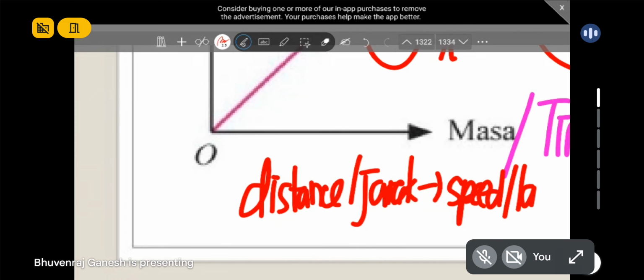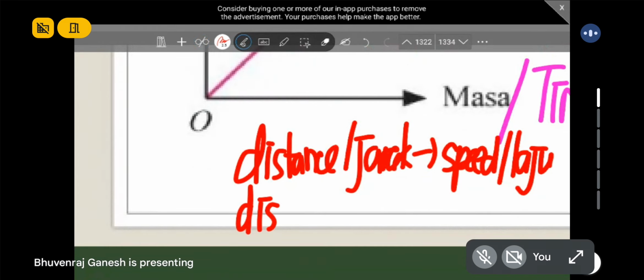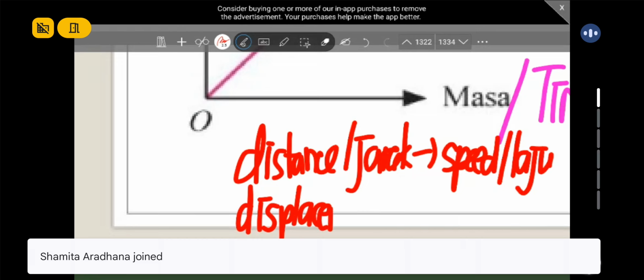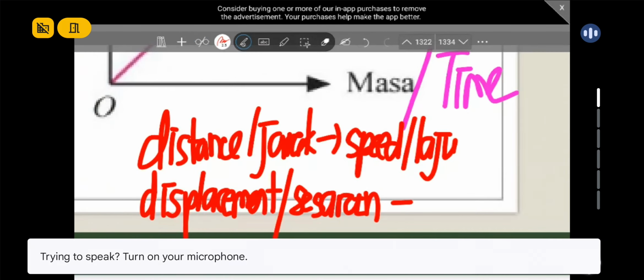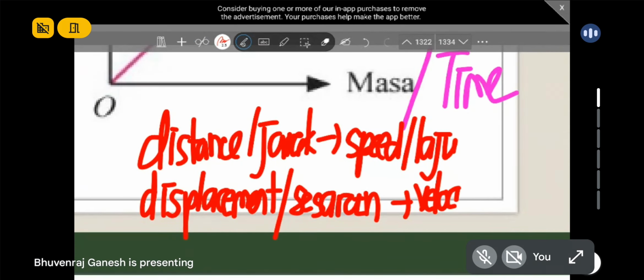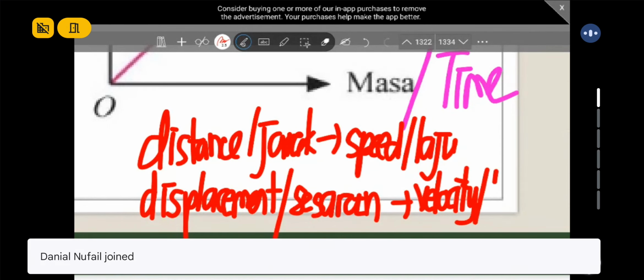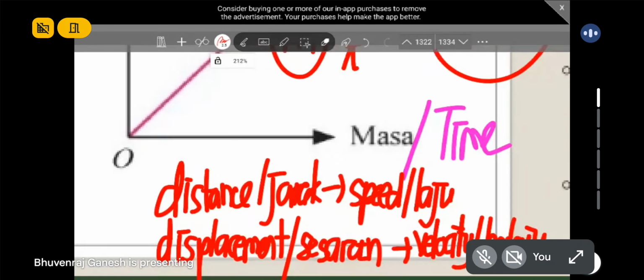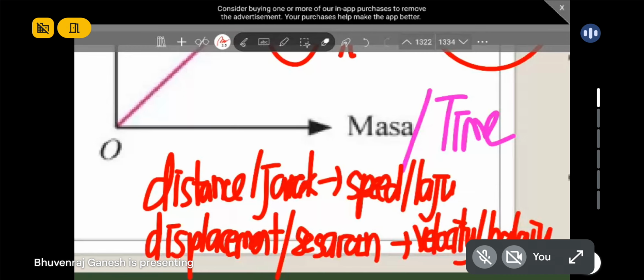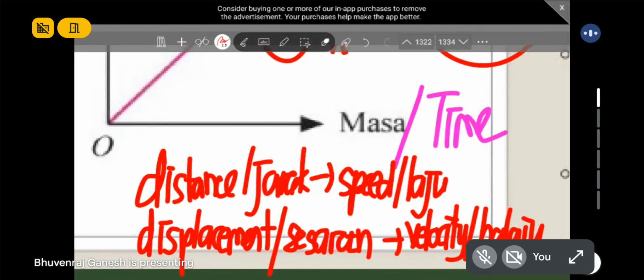In physics, if you learn, you know, guys. If they give you displacement, dalam BM sesaran, it represents halaju, velocity. So this is the difference. Understand? Do you get this concept? Semua faham? Jarak dan juga sesaran, ini beza dia. Distance represents speed, displacement represents velocity. Ini konsep dia guys.